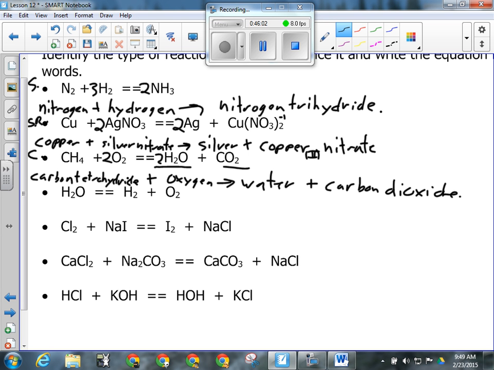Just with combustion, yes. We only apply those rules to combustion reactions. Everything else, go with the largest number first. All right, how many people have got the fourth one done? Okay, I'll give you a couple more minutes on the fourth one.